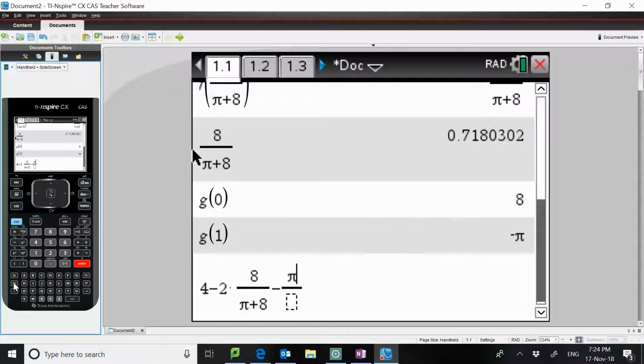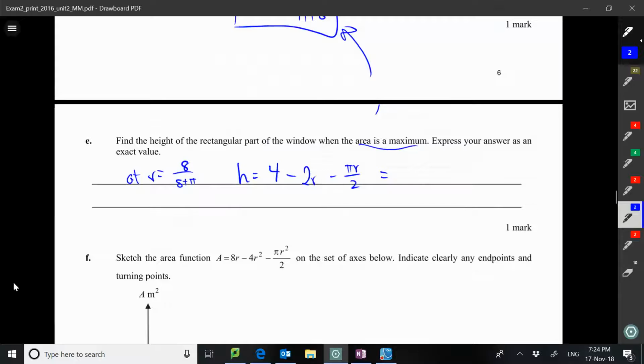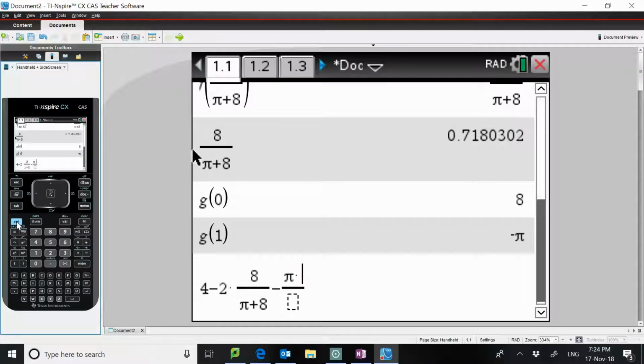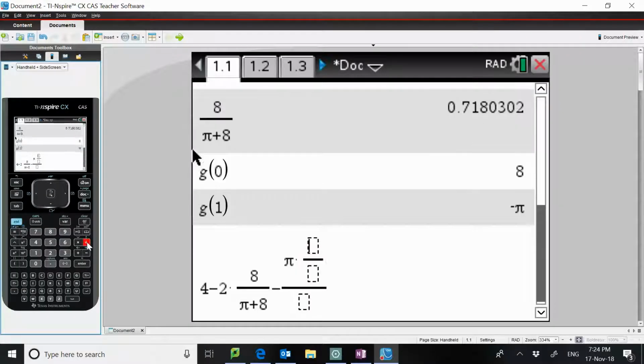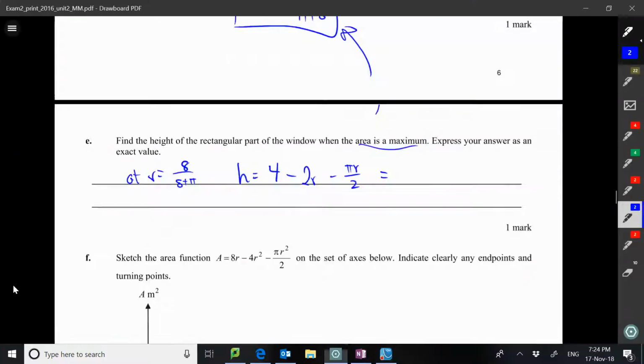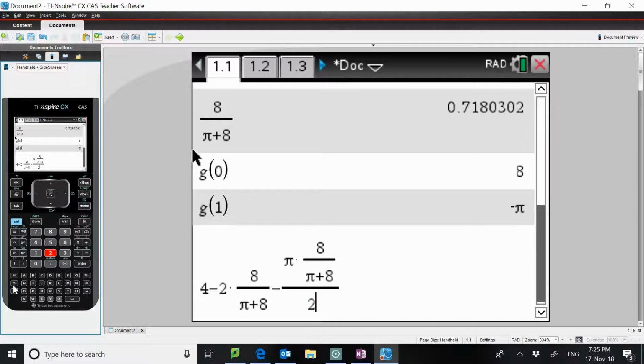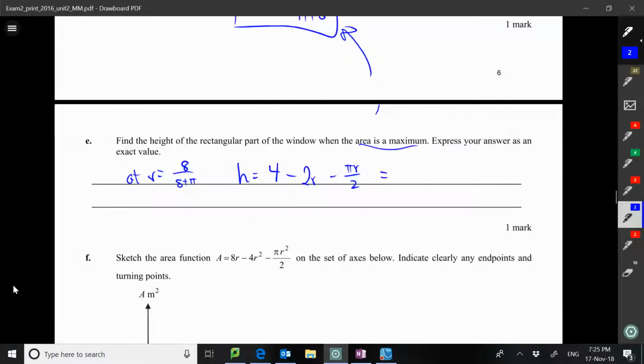Pi times r. Now what's r again? 8. Oh my god. Let's do it again. Here we go. 8 over pi plus 8 over, what was it again? 2. 16 pi plus 8. Okay, so that's the height expressed as an exact value. Okay, cool. So I got that.